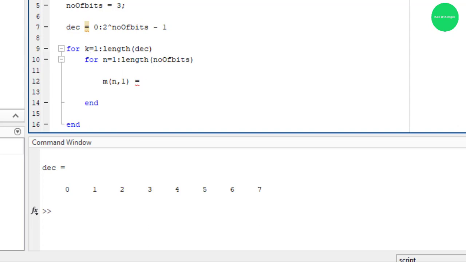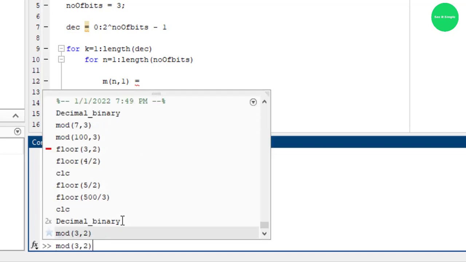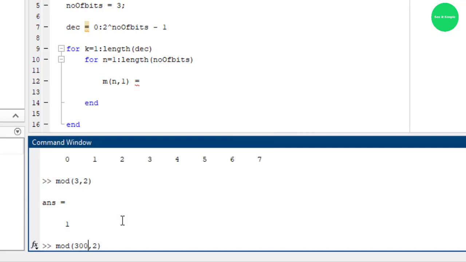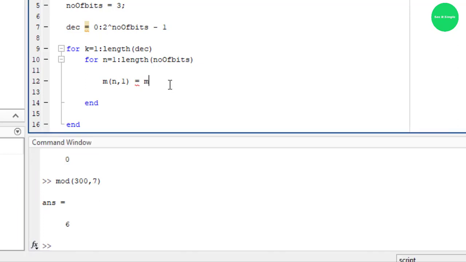I think you know what the mod operator is. Mod gives the remainder of the division. For example, mod 3 by 2 gives 1. We take another example, 300 mod 2 gives 0 because 300 is exactly divisible by 2. So we use the mod operator to get the first decimal value.